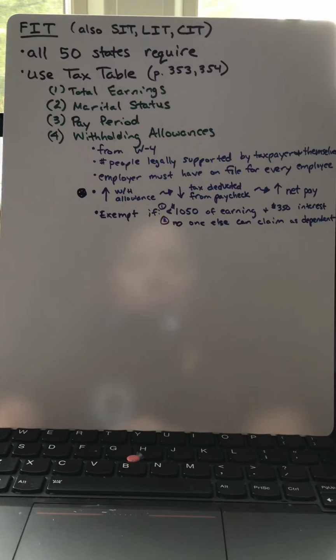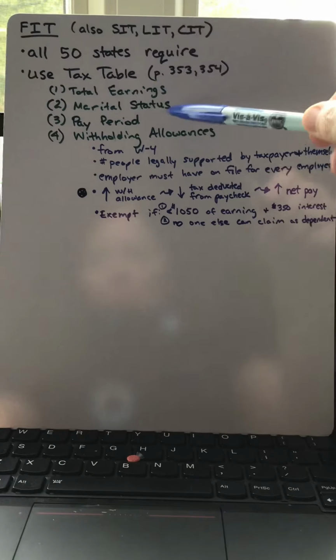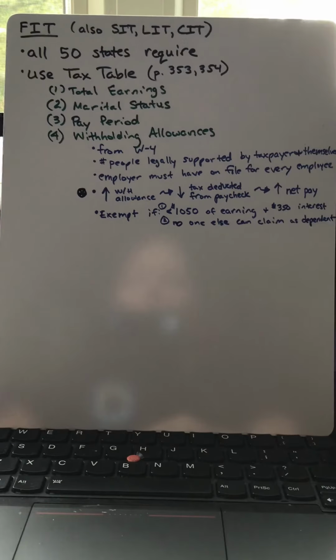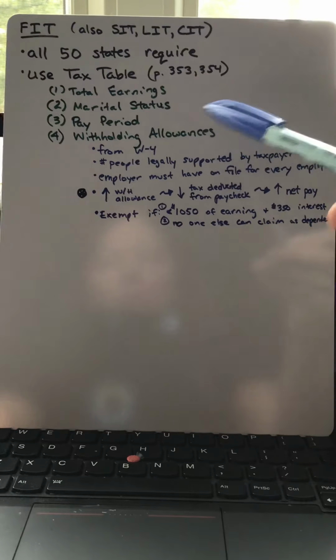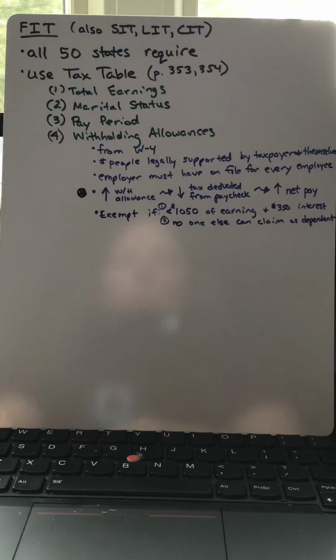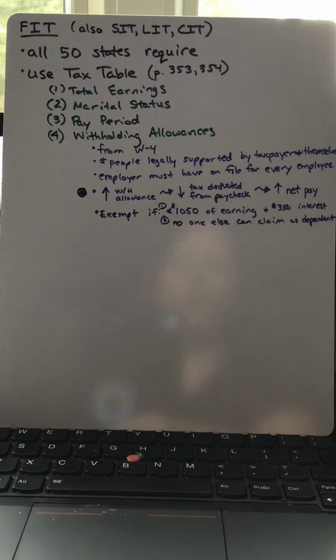When using this tax table, the 4 things that we need to know are total earnings, marital status, pay period, and withholding allowance. Again, total earnings, we know how to compute. The marital status comes from their documents when they first started signing up for things such as a W-4, which we'll talk about. The pay period is weekly, bi-weekly, semi-monthly, or monthly. And then this 4th thing is really the only new thing, which is withholding allowances. And withholding allowances come from a form W-4, and we'll look at one of those here shortly. What a W-4 has is the number of people that the taxpayer legally supports, including themselves.